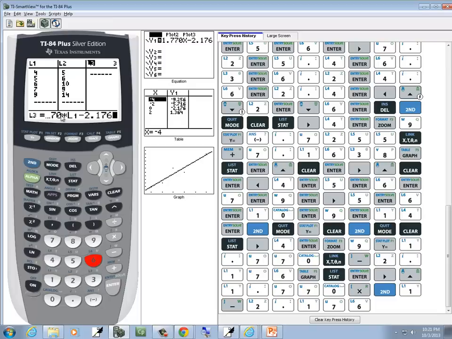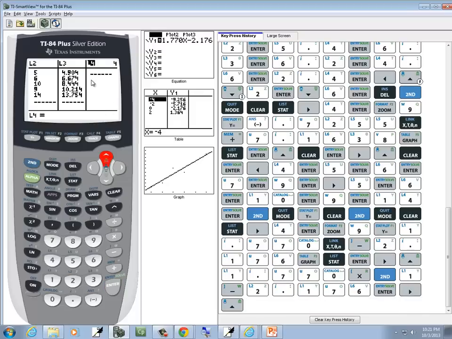So again, that's our linear regression equation. I'm replacing X value with L1, and I press enter. Now this is our Y hat. So I'm going to come over to L4 and press up arrow. The Y values are in L2, so remember that, and the Y hat's in L3. So this we want as Y minus Y hat squared.